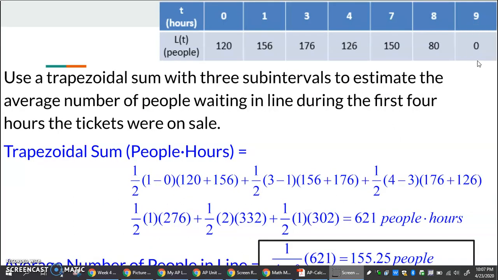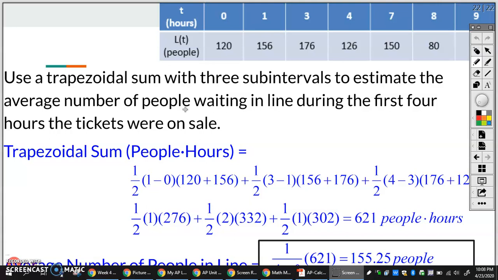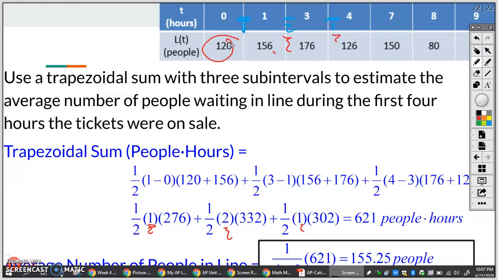So you can see for the trapezoidal sum, you're basically just figuring out how far apart are the x values. So these are 1 apart, these are 2 apart, these are 1 apart. So that 1 is here, that 2 is here, and then 1 again. So figure out how far apart the bases are, and then just add them together. So add those two together, then add those two together, and so on.